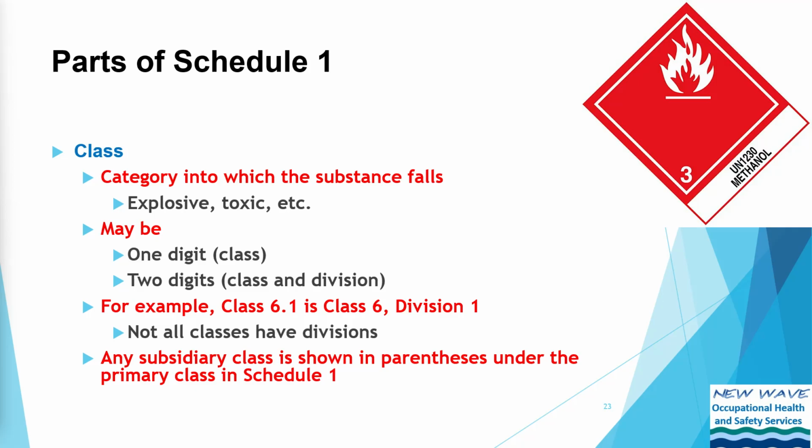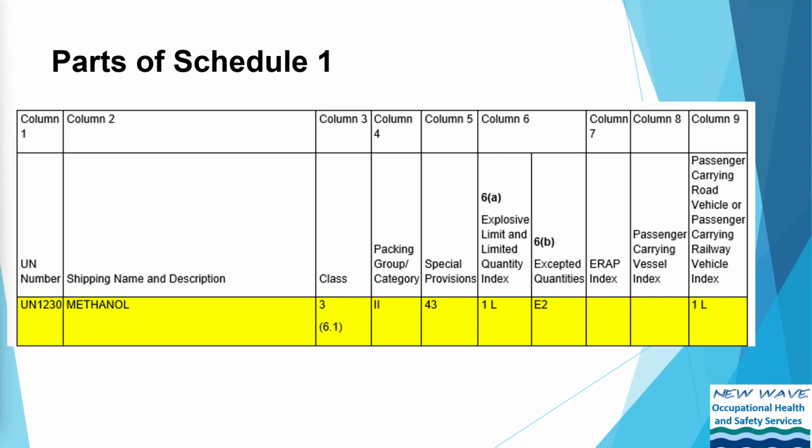For a product with more than one class, any subsidiary class is shown in parentheses under the primary class in Schedule 1. For example, here you see methanol, which has a primary class of 3 and a subsidiary class of 6.1, both listed in column 3.